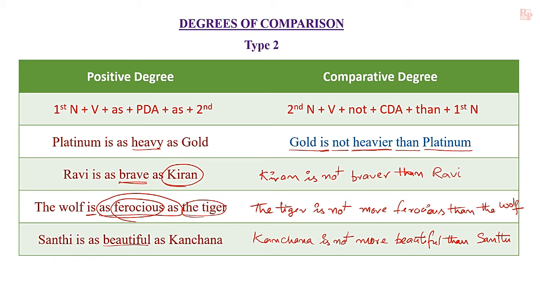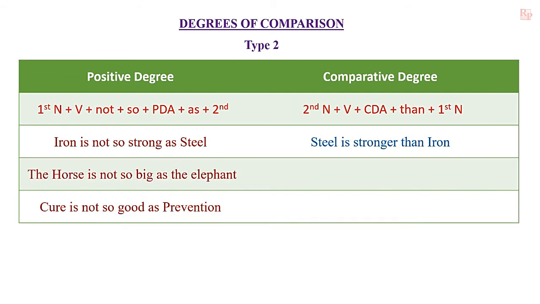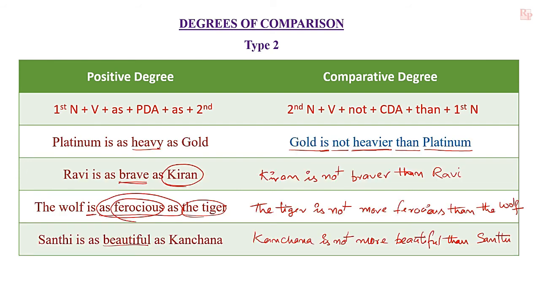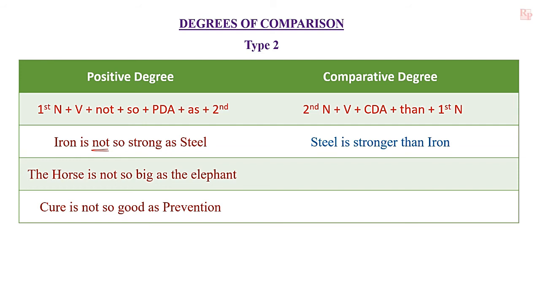But when in the positive degree there is a negative statement, how to change it? Look at the sentence. Iron is not so strong as steel. Here not is mentioned. In the previous examples there is no negative sense in the positive degree, but here not is mentioned. How to change the sentence to comparative degree? Iron is not so strong as steel. Then write the second noun first. Steel. The verb is mentioned. Here not is there, you should remove it.